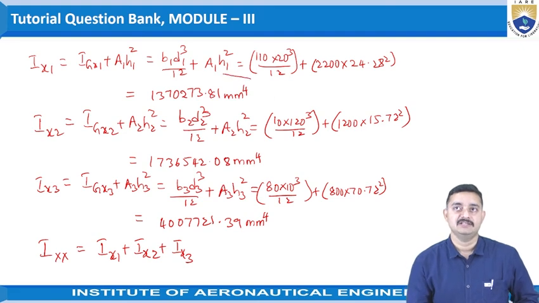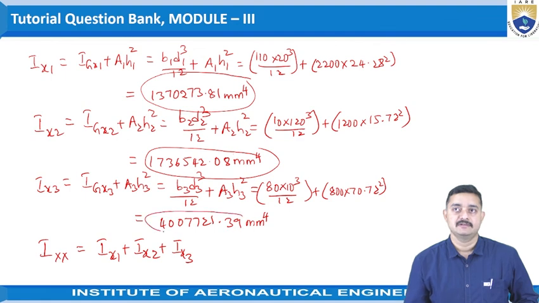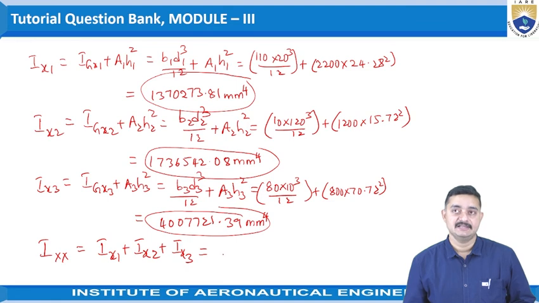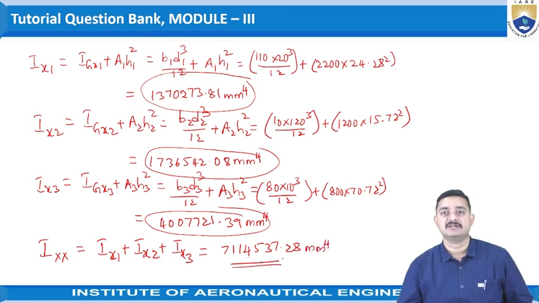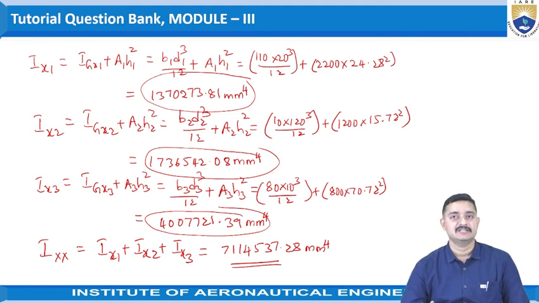When you add all these values, you will get the moment of inertia as 7114537.28 mm^4. So this is the moment of inertia of the total lamina with respect to the centroidal axis which is parallel to the base. In this way, you can solve the moment of inertia problem for a complex lamina.